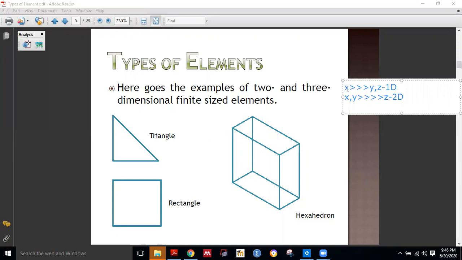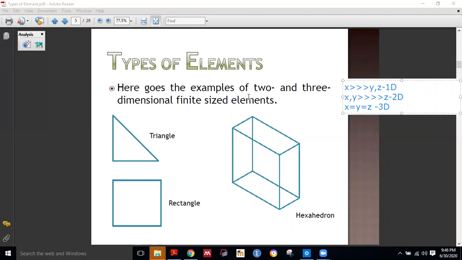And if x is quite equivalent to y, is quite equivalent to z, which is visible and we can measure it, we can see it, and we can model it in 3D way. So that is called a 3D element. So these are the three types of elements which we are going to study.